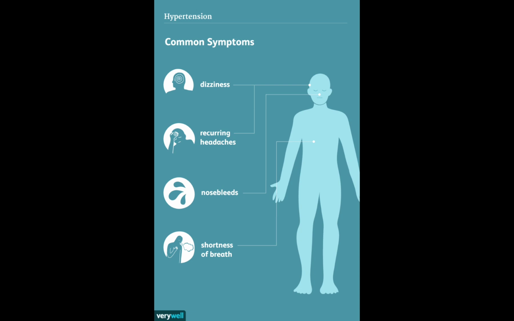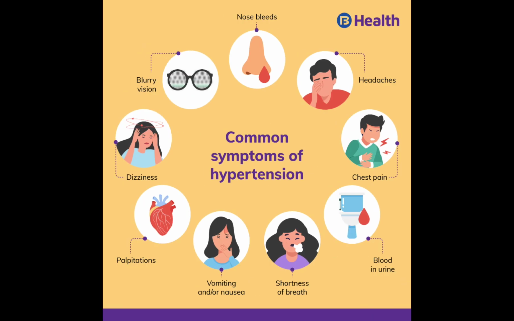These are the common symptoms of high blood pressure or hypertension. If you get dizziness, recurrent headaches, nose bleeding, and shortness of breath, you have to meet your doctor immediately and check your blood pressure. This picture also shows the common symptoms: nose bleeding, headaches, chest pain, blood in urine, shortness of breath, vomiting or nausea, palpitations, which means you may feel your heartbeat going faster, and dizziness and blurring of vision. Those are some of the common symptoms of hypertension.